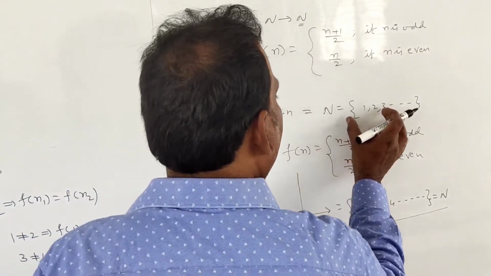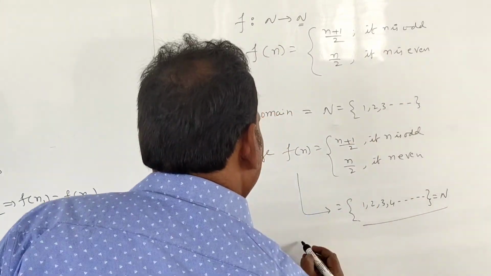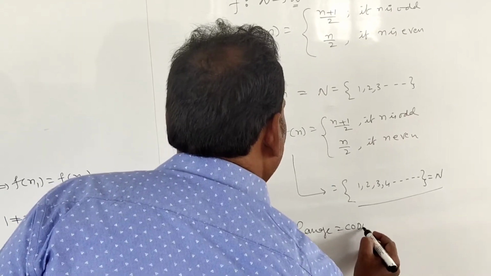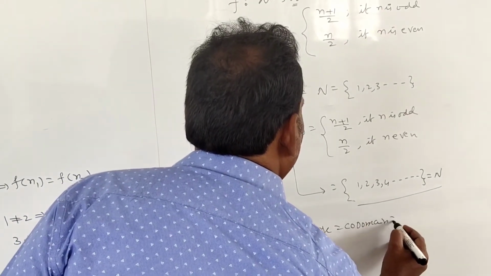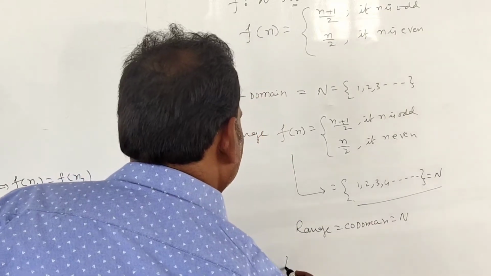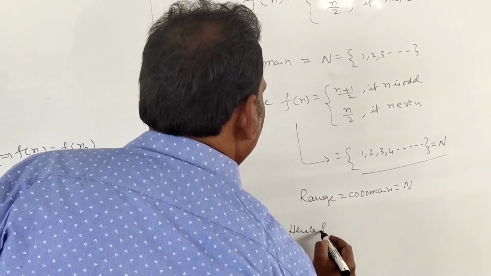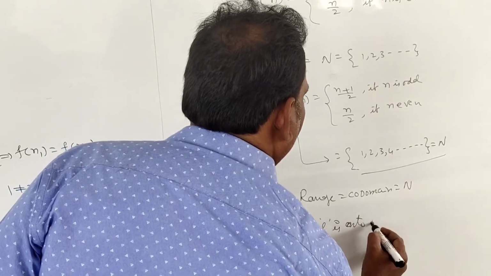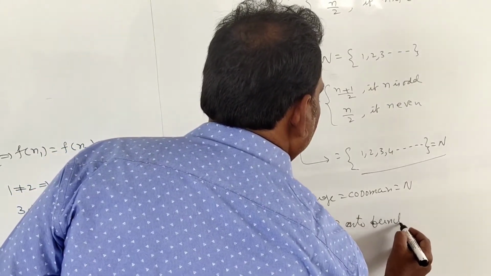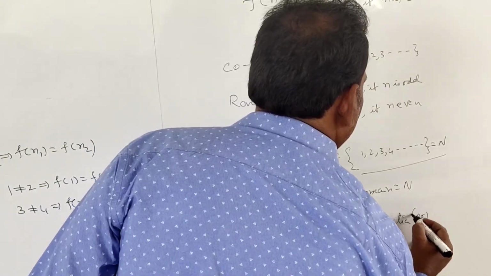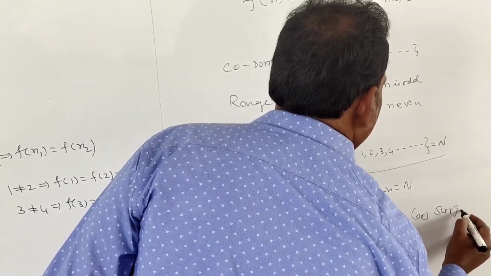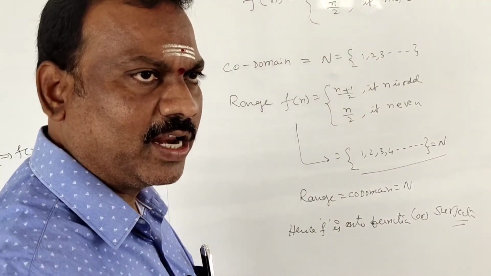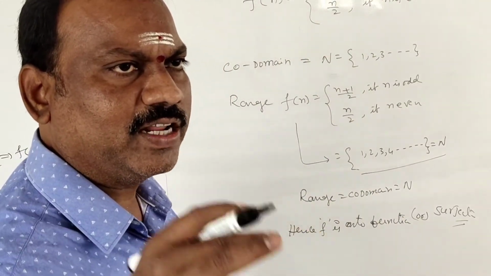You can substitute like that, you will get all possibilities in this range. So this is codomain, this is range, both are same, correct or not? So range is equal to codomain, which is equal to natural numbers. Hence f is an onto function. Onto function or surjection. So f is not a one-one function, but it is only onto. That's why it is not bijective.